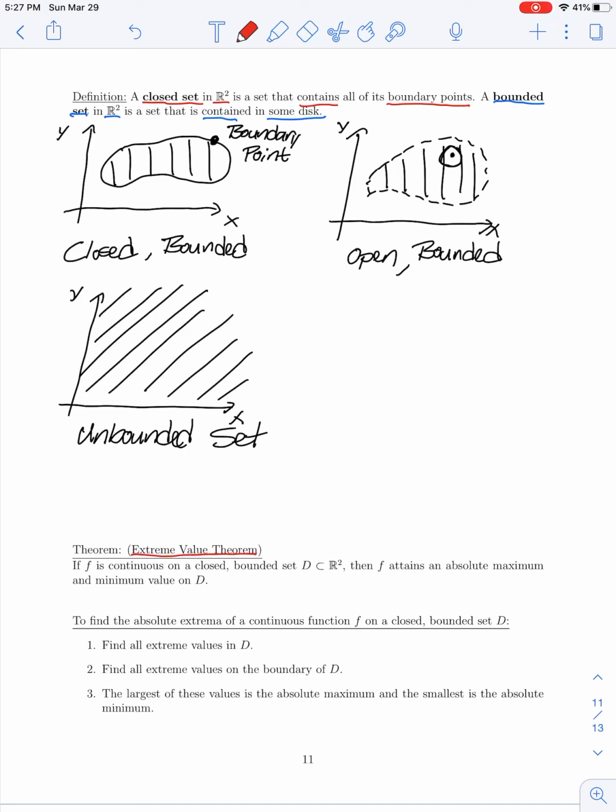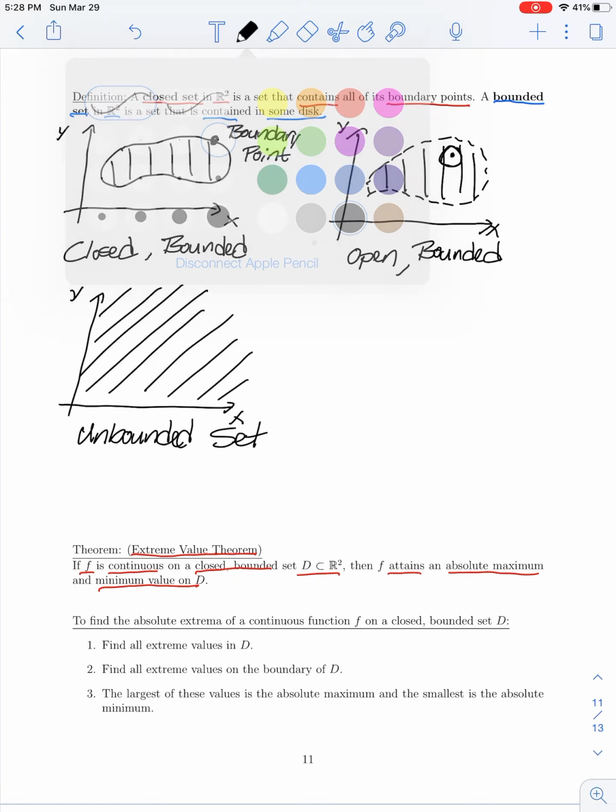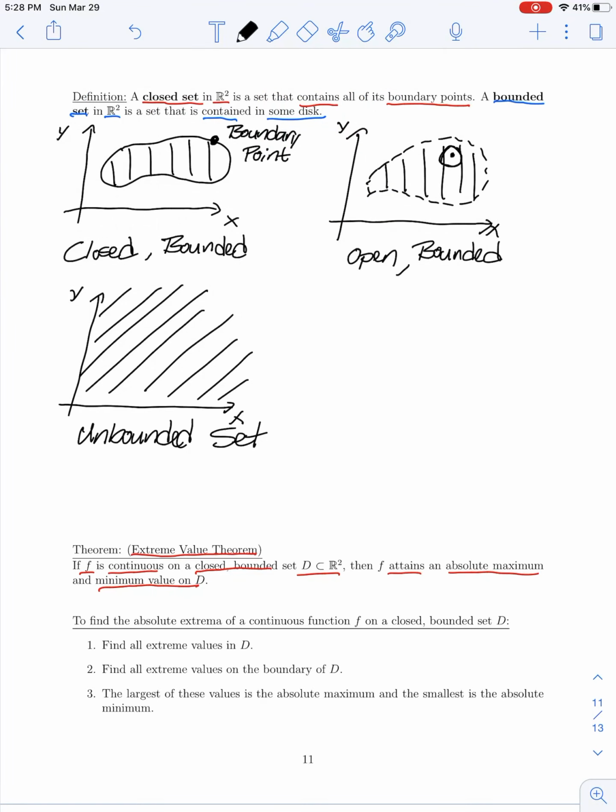We have the following terminology, which allows us to then introduce the following theorem called the extreme value theorem, which says if we have a function f which is continuous on a closed bounded set D in the plane, then that function f we are guaranteed will attain an absolute maximum and an absolute minimum value on that set. Now recall that we had an extreme value theorem in Calculus 1 for functions of single variables.